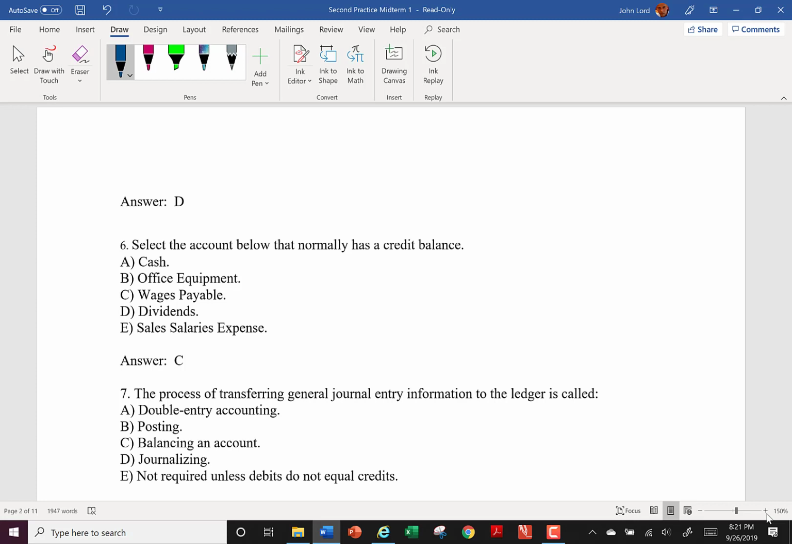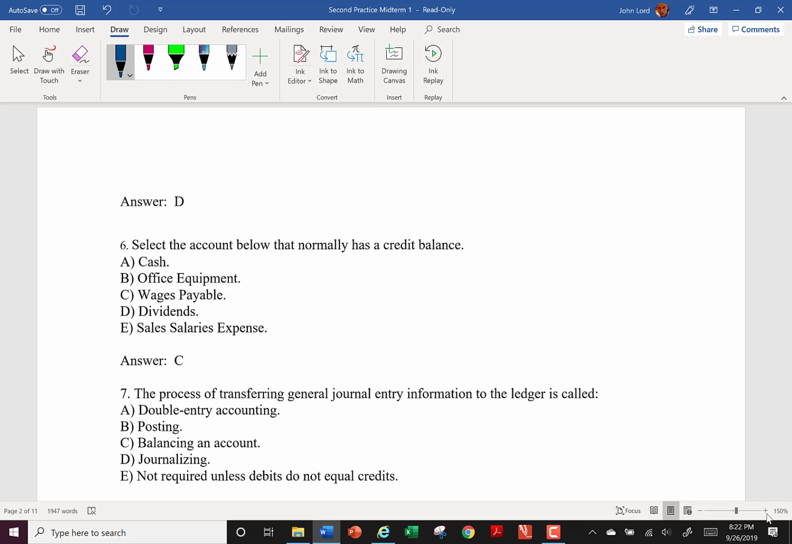Repeat what about number 6? The normal balance of an account, when we say a normal balance, will either be a debit or a credit balance. Okay, and the normal balance is the one that increases it. So since credits increase salaries payable, then its normal balance is a credit. The rest of these are increased by debits, so their normal balance would be a debit because that's what increases them.